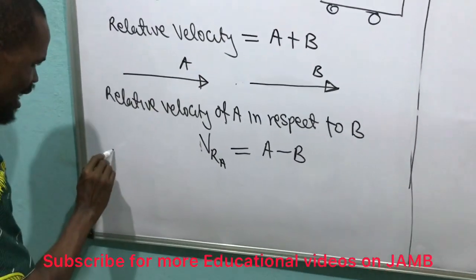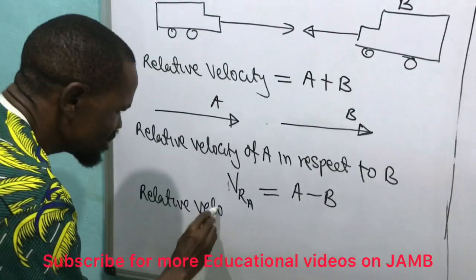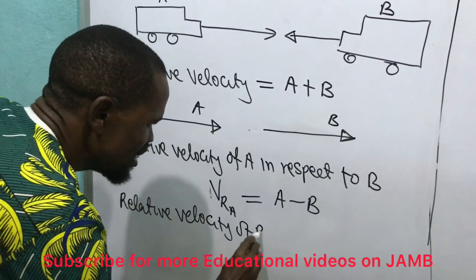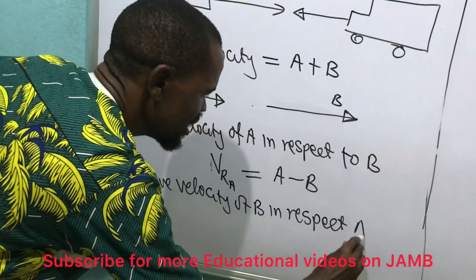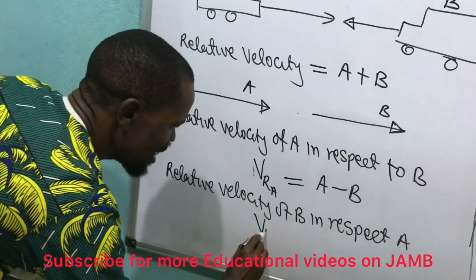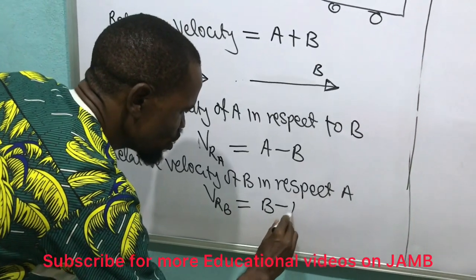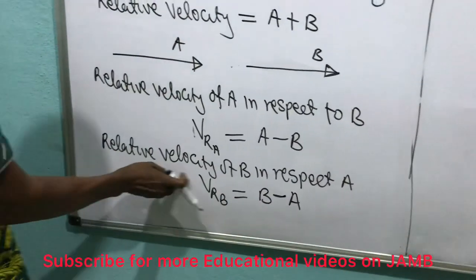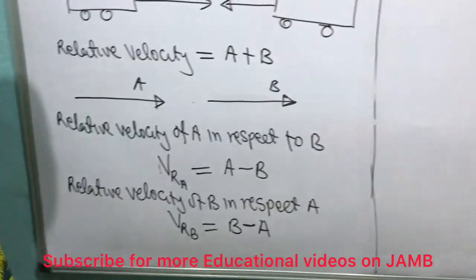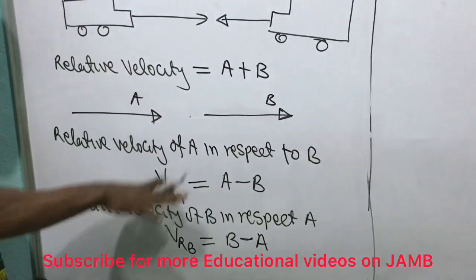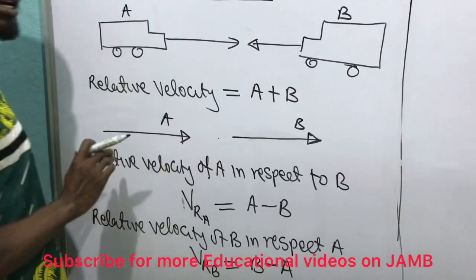Then I cannot say again the relative velocity of B in respect to A. VRB is equal to B minus A. This is the relative velocity of B in respect to A. And this is the relative velocity of A in respect to B when they are moving in the same direction. But when they are moving in opposite directions, look at their relative velocity.